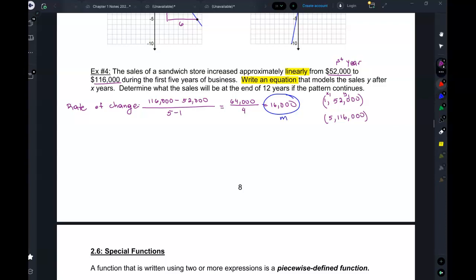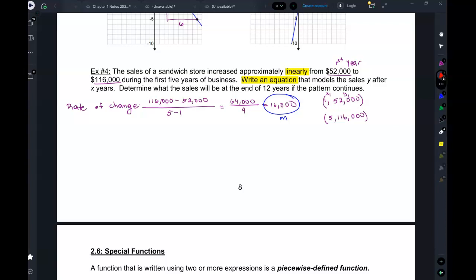Why is it 5 minus 1? Because you counted the sales at the end of the first year. So at year 1, you had this much, and then at the end of year 5, you had this much. 52,000 is not the y-intercept; that's at year 1. So now, it's over a 4-year time period. Right.